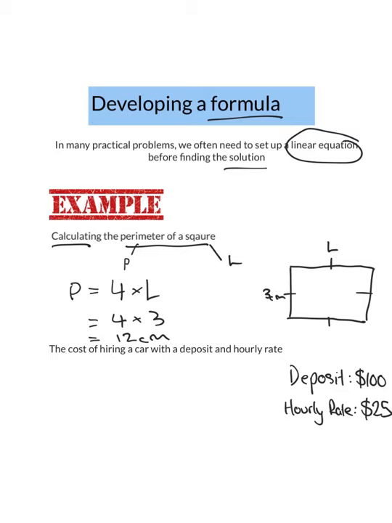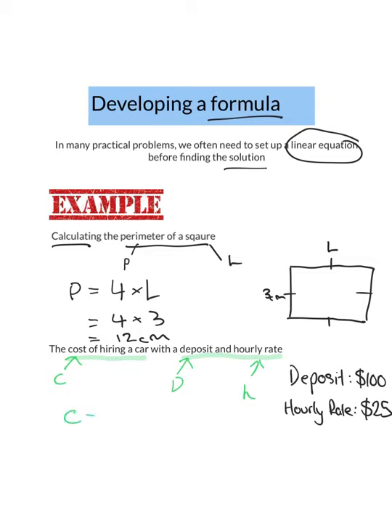Alrighty, the next question says, the cost of hiring a car with a deposit and hourly rate. Alright, so this is a very real problem that you're going to come across. So let's define the variables first. We're looking at the cost. We need to determine the cost. Let's give that C. We're looking at the deposit, D. And the hourly rate, let's give that H. So we're trying to find the cost.